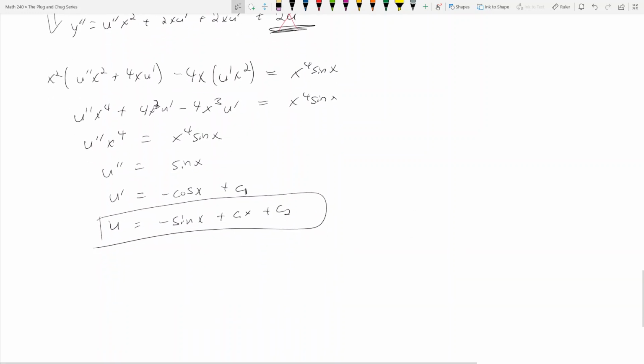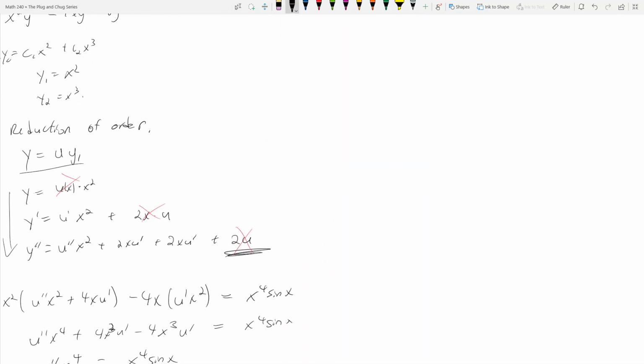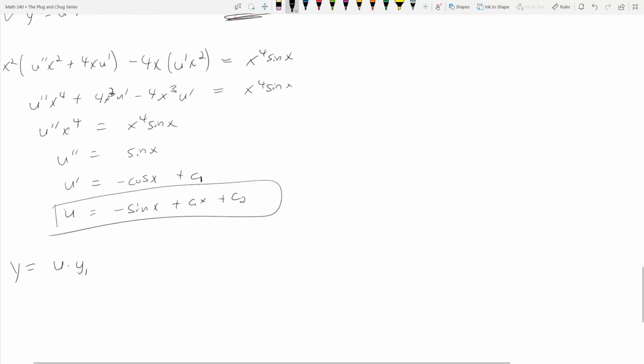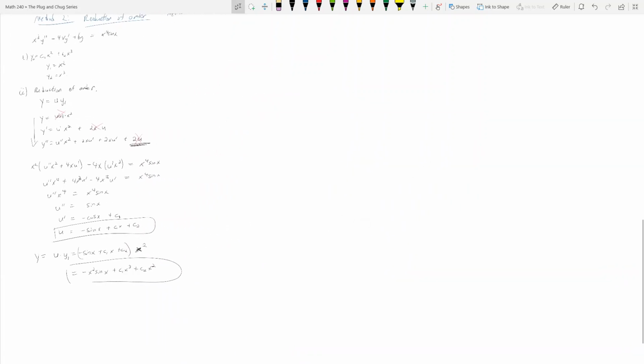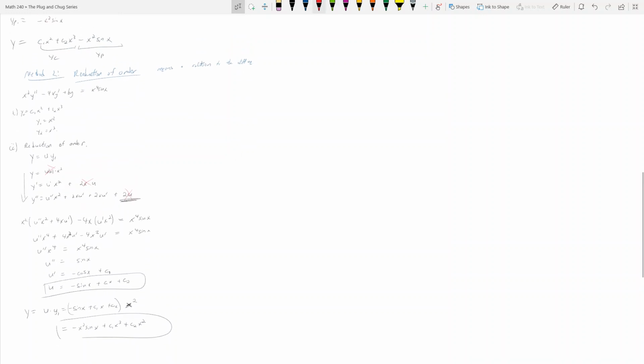And now, remember that y was equal to u times y1, right up here. Y is equal to u times y1, which is now negative sine x plus c1x plus c2 times x squared, right? So this was u, and this is y1. And look, what do we get? We get negative x squared sine x plus c1x cubed plus c2x squared, which if we compare to the equation up here, right? So we got this equation right.